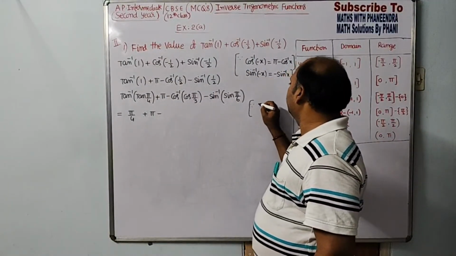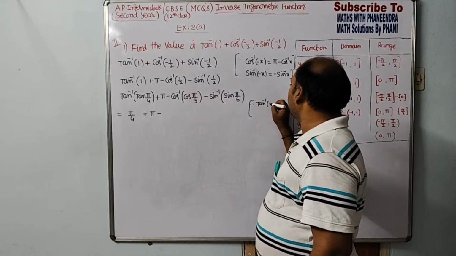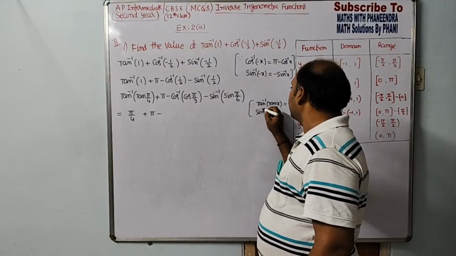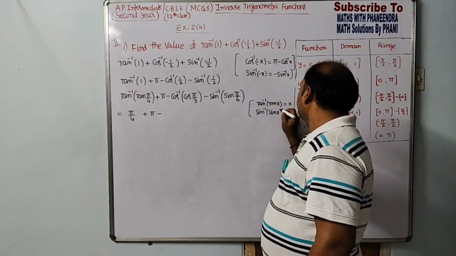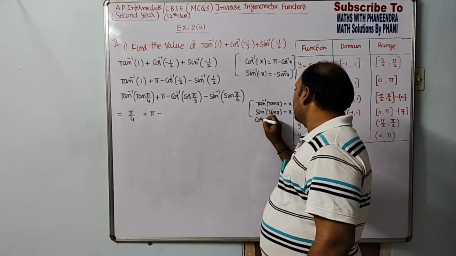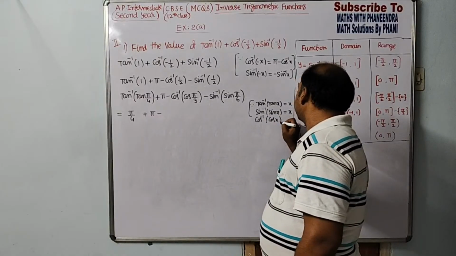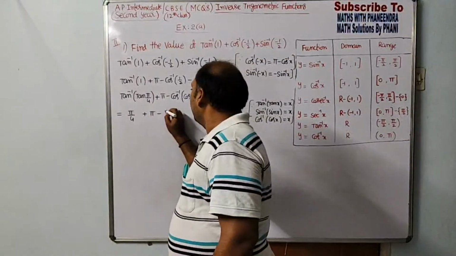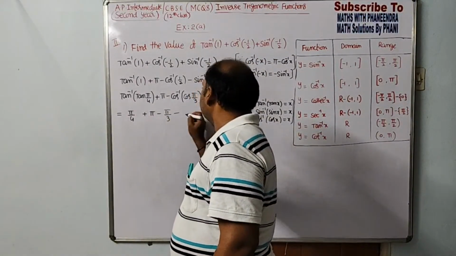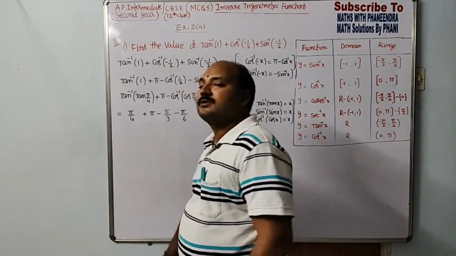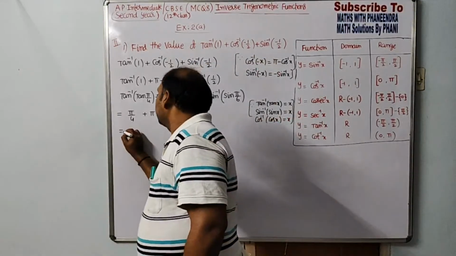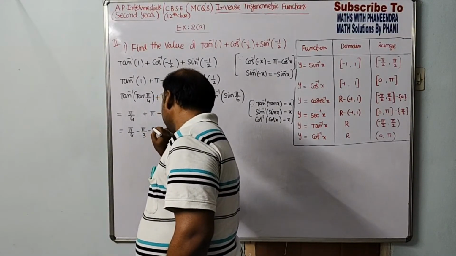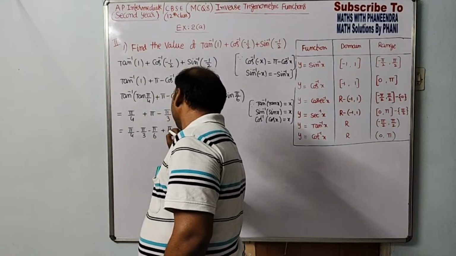Here we applied all these formulas: tan inverse of tan x is equal to x, sin inverse of sin x is equal to x, cos inverse of cos x is equal to x. All these formulas we are going to apply. So here pi by 3, dear students, minus this is pi by 6. So pi by 4 minus pi by 3 minus pi by 6 plus pi.